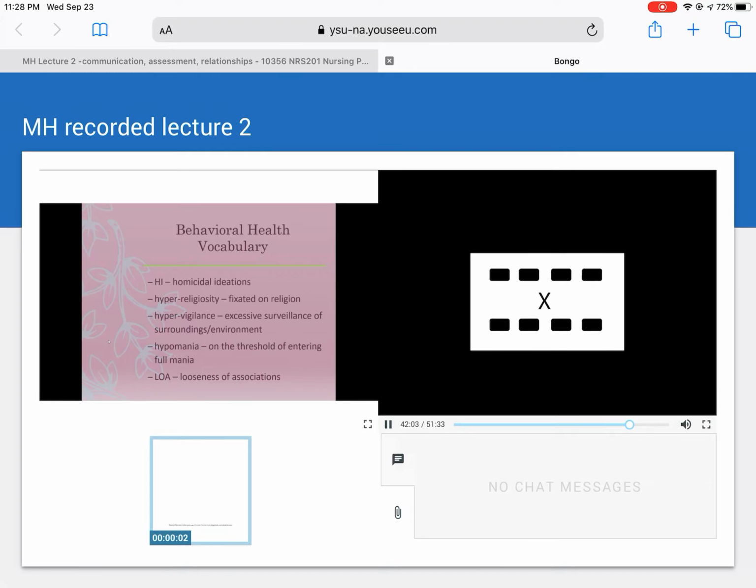Hyper-religiosity is where they're fixated on religion, and they literally will walk around the unit with a Bible quoting scripture. Usually around Christmas time, we get Jesus on the unit. We also get the Virgin Mary. Hypervigilance, oftentimes seen with patients who are paranoid and suspicious. Okay, so they watch everything and they listen to everything.